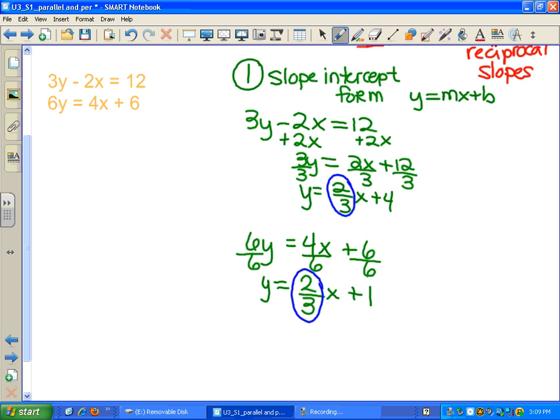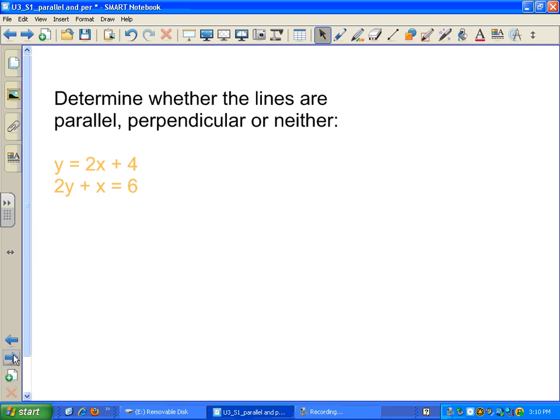So in this situation, both my slopes were 2/3. So since they have the same slope, that means that these lines are parallel. Okay, let's take a look at another one. I want you to determine if these lines are parallel, perpendicular, or neither. Go ahead and pause the video, and when you're done, come back and let's see how you did.